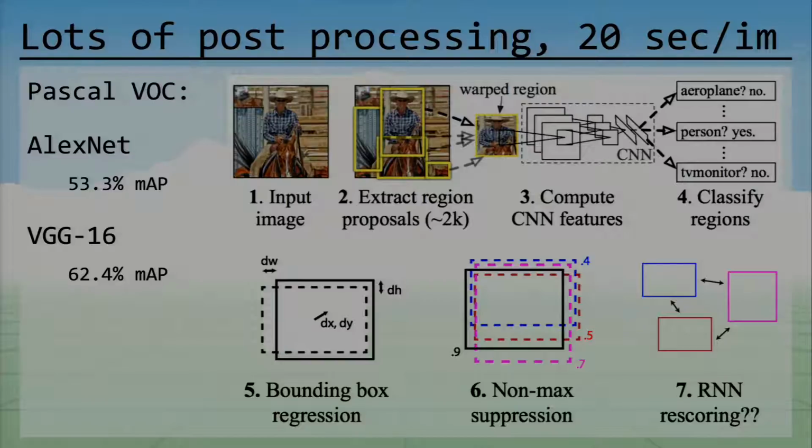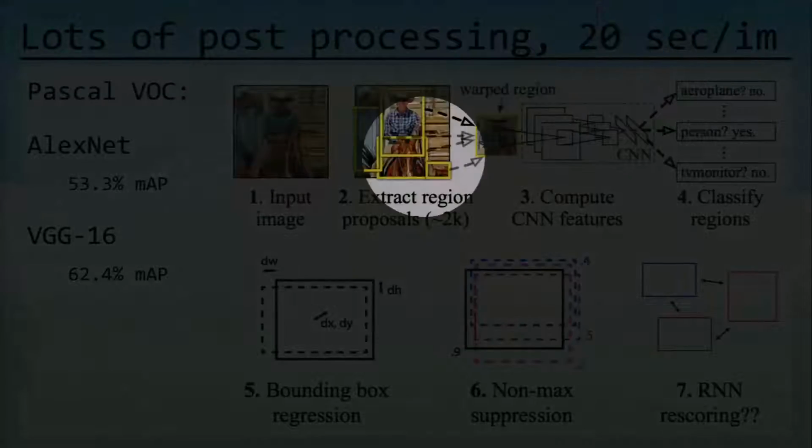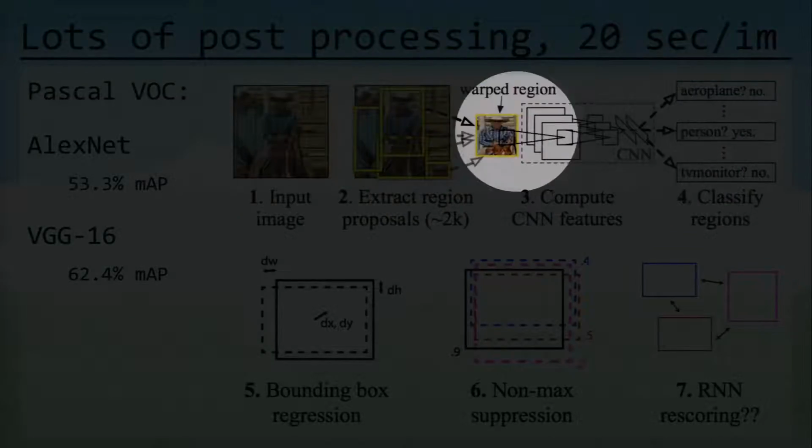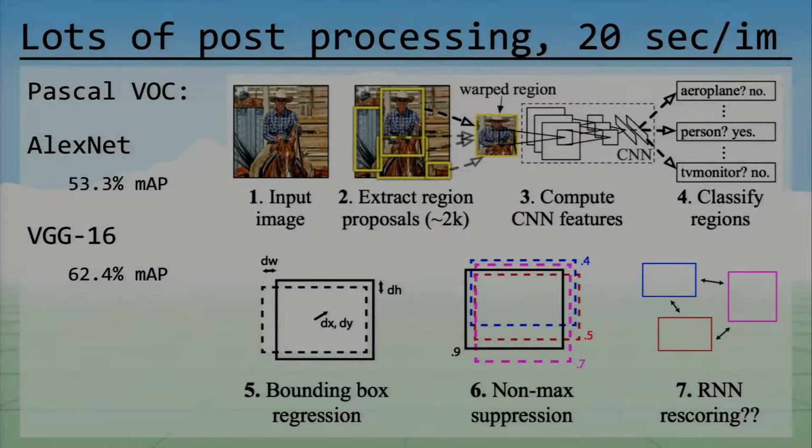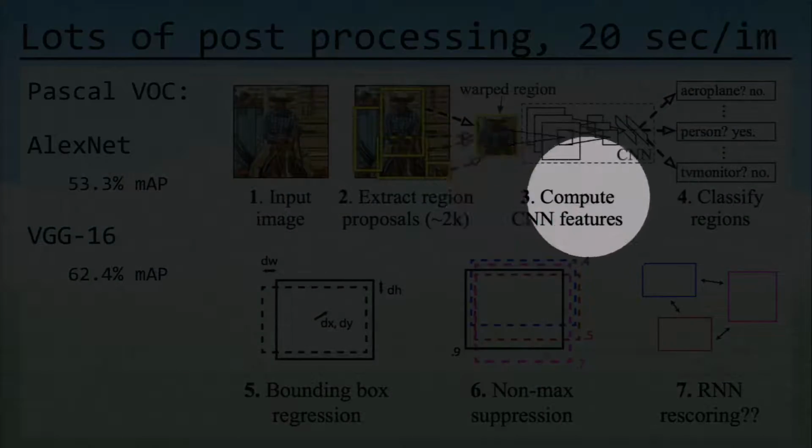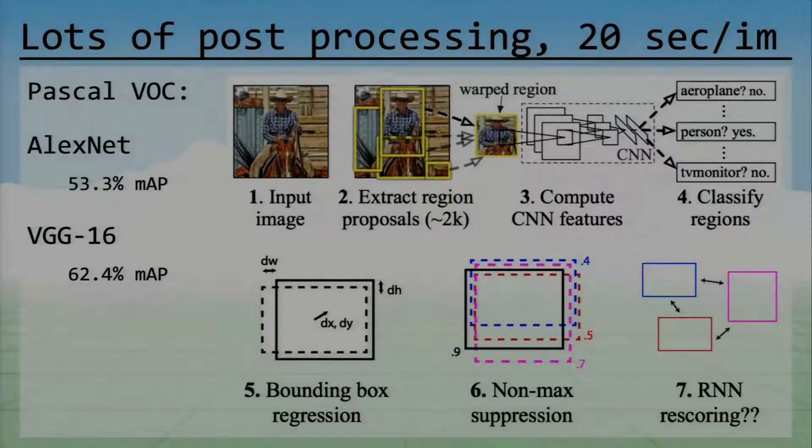This was on a K40 back then, I think, or a K20 maybe. So a really high-end GPU. It still takes a really long time because we have to run all of these images through this neural network independently. We're not running this neural network 100,000 times, but we're still running it like 2,000 times, and that takes a long time.